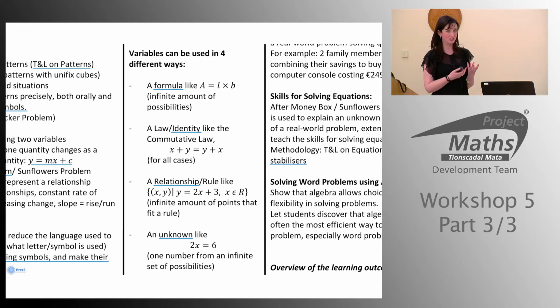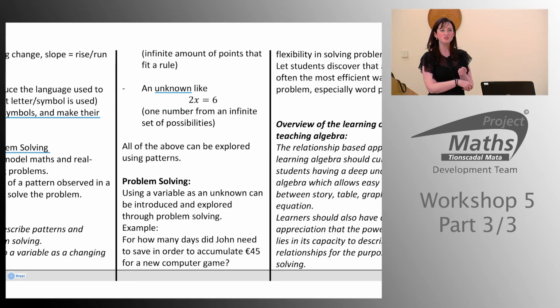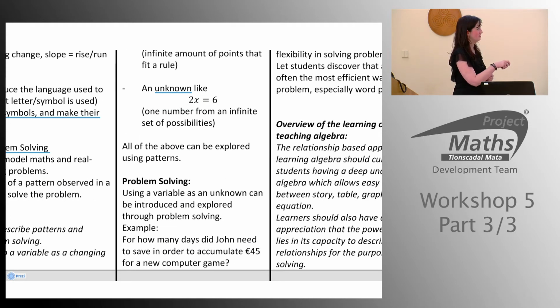Now a variable can be looked at in 4 different ways. We use variables in their little formulae for their areas and volumes and things. We use variables for their laws, their identities, like the commutative law, x plus y equals y plus x. We use variables for a relationship like the Moneybox problem, y equals 2x plus 3. And then the final way we use a variable is as an unknown. You know, 2x equals 6.